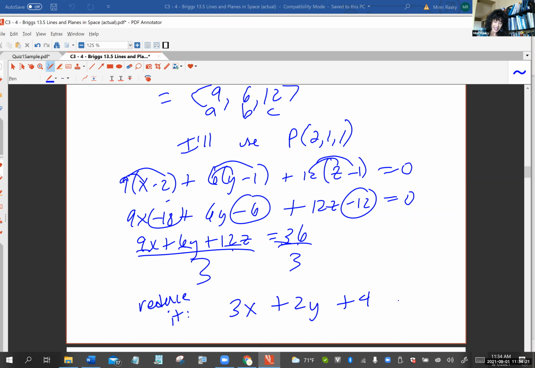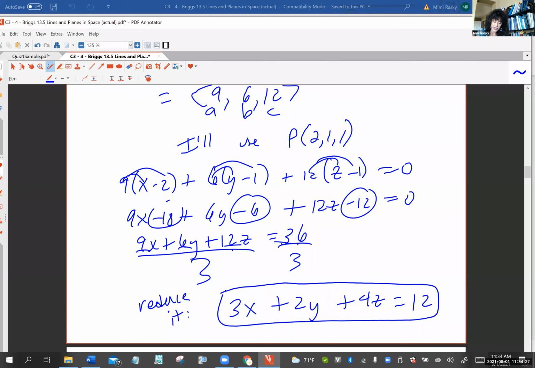So if you can, and you can't always, reduce your plane equation to lowest terms, that means all of the numbers in there, the coefficients and the constant term, share a common factor. You're not always that lucky though. So usually you can't do this, but this one you can. Final answer: 3x plus 2y plus 4z equals 12. And that is the equation of your plane. Cool, huh?